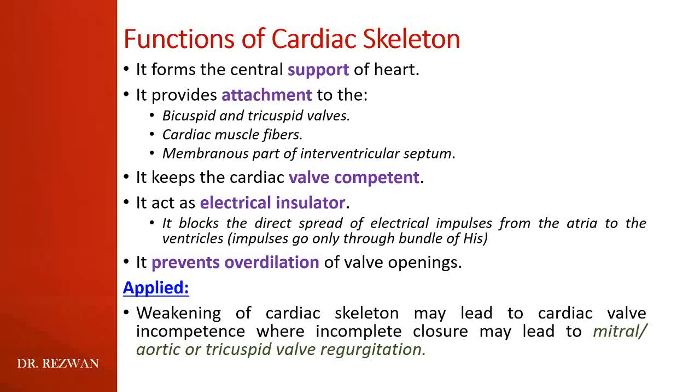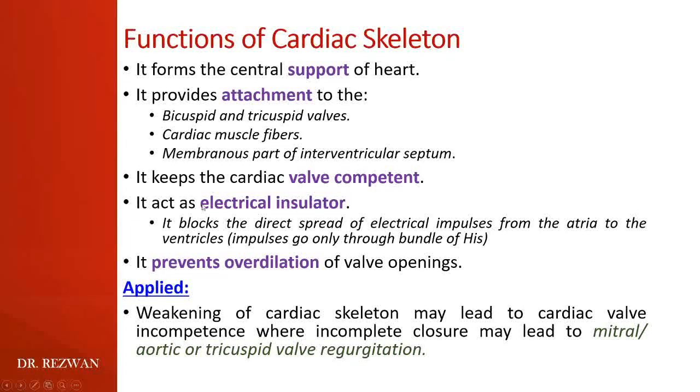Also we should know that the cardiac muscle fibers are inserted into these fibrous skeletons. Not only that, we know that the interventricular septum had two parts, the muscular part which was thicker and the membranous part which was very thin. But this membranous part is well supported and provides attachment to the cardiac skeleton of the heart. Now it keeps the cardiac valve competent. Obviously competency of valve is very necessary while there is systole and diastole within the heart, because a sufficient amount of blood should pass through them.